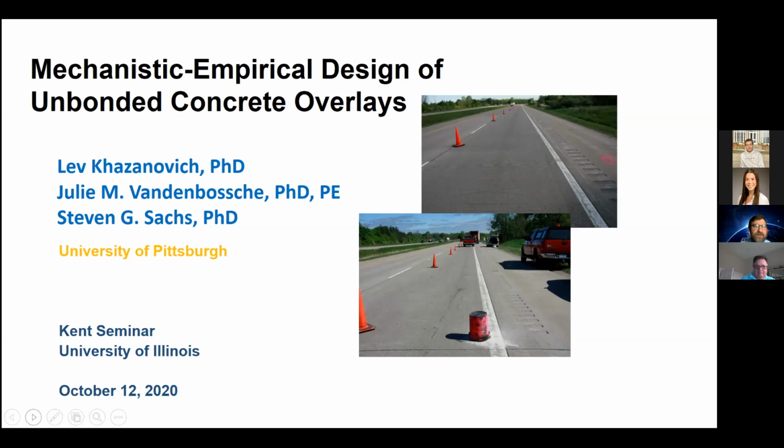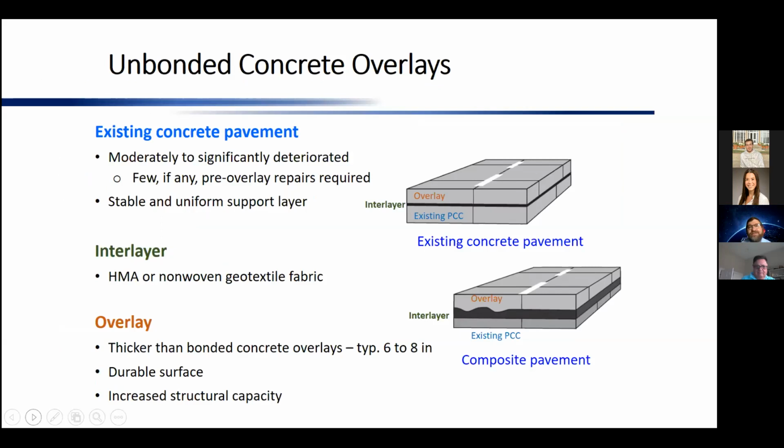Before we talk about the details of the unbonded overlay design, I would like to just remind you what unbonded overlays are all about. Basically, it's a type of rehabilitation of concrete pavements. When we have an existing pavement, it might be in very bad shape, so it requires minimum pre-overlay repair. And to rehabilitate it, we place an interlayer, and we place an overlay on top of it. The overlay usually is slightly thinner than new pavements, typically between 6 and 8 inches. But if you design for very heavy traffic load, it can be as thick as 11, 12 inches.